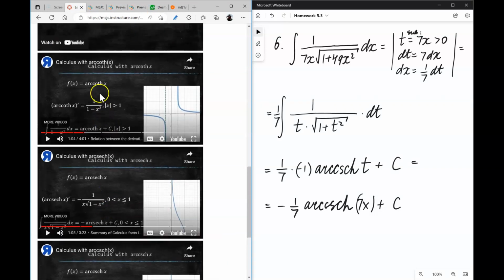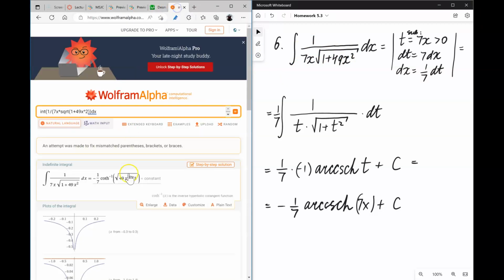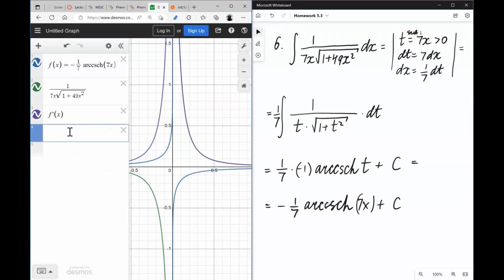What's the derivative of cotangent inverse? I feel like this is due to some sort of identity here, because 7x and 1 plus 49x squared have some sort of relation there. But that actually brings a good point. So cotangent inverse of square root of that, is that the same thing? So let's see. Negative 1 over 7 arc cotangent of square root of, what was it, 1 plus 49x squared.